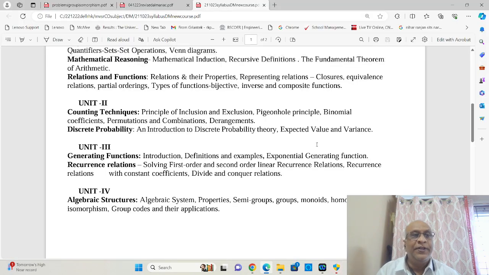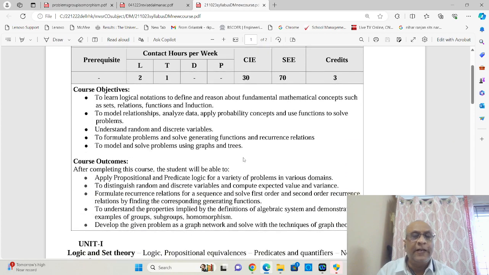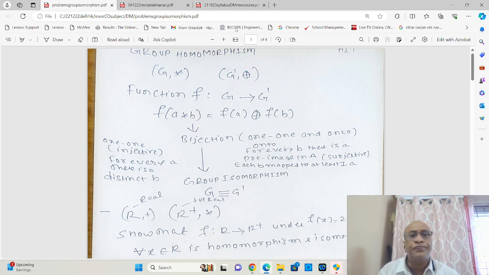So, we are learning the discrete mathematics subject, and in unit 4 we have been discussing algebraic structures: semi-groups, groups, monoids, group codes, homomorphism, isomorphism. So today we will revisit these two topics, homomorphism and isomorphism, with the help of one or two problems. Okay.